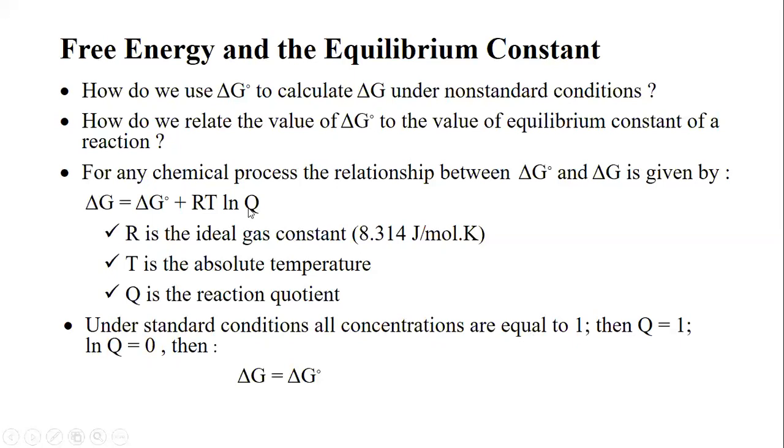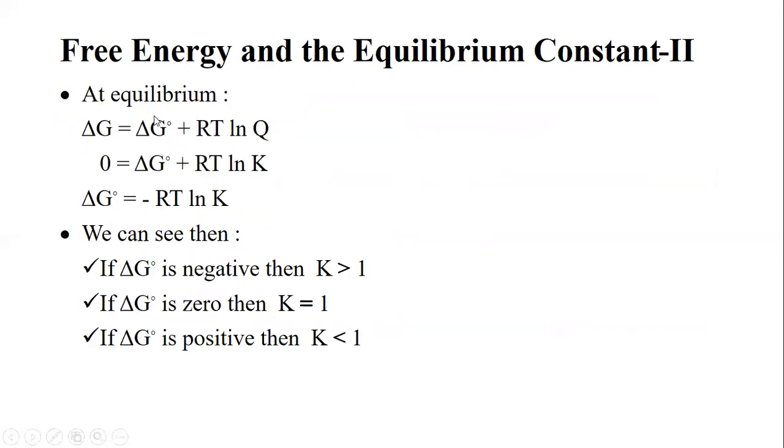And what do we know about the logarithm ln Q or ln 1? Always 0. So this will be 0, multiplied by this, it's 0. So then delta G equals delta G 0, the standard Gibbs free energy. So at equilibrium, delta G equals delta G 0 plus RT ln Q. We already said earlier that at equilibrium delta G equals 0. Okay, this is how we know the spontaneity of it.